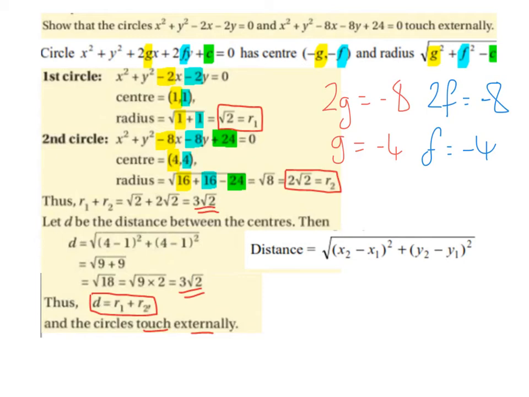So we got 3 root 2 for both of them. Thus, the distance is equal to the two radii added together, and the circles touch externally. Since we got the distance between the centre points 1, 1 and 4, 4 to be equal to the two radii added together, we know that the circles touch externally.